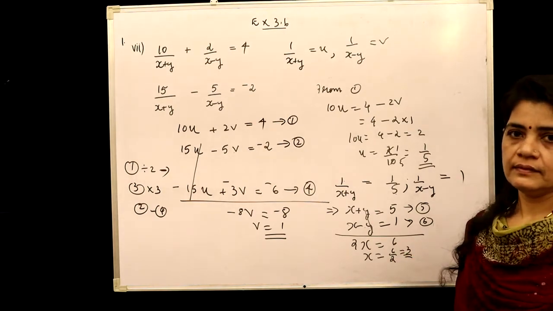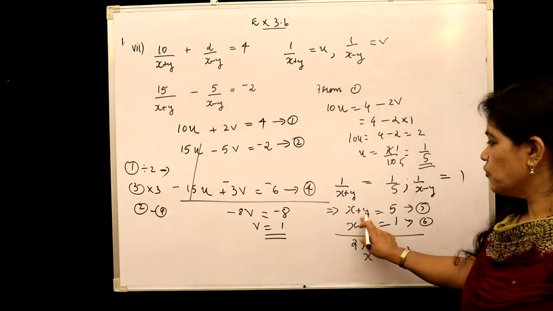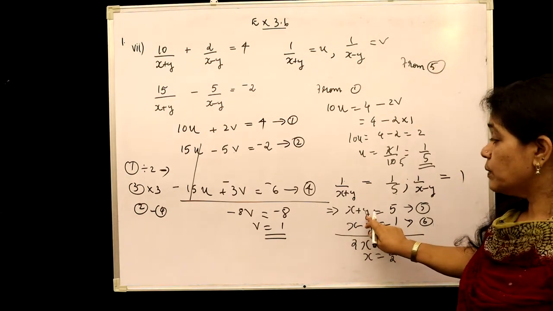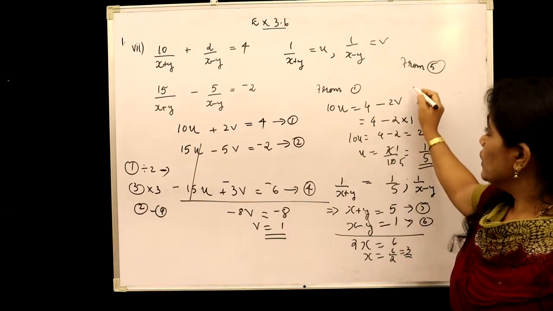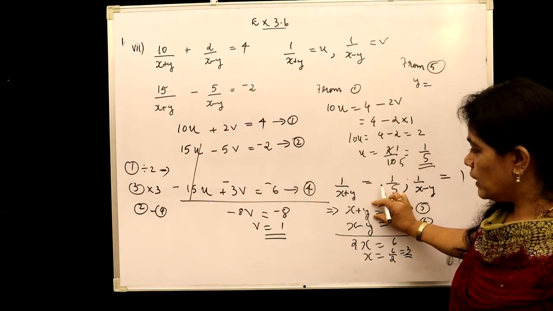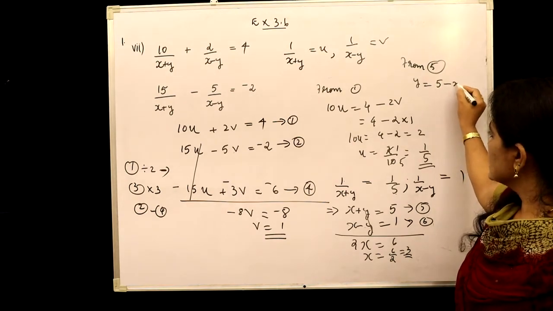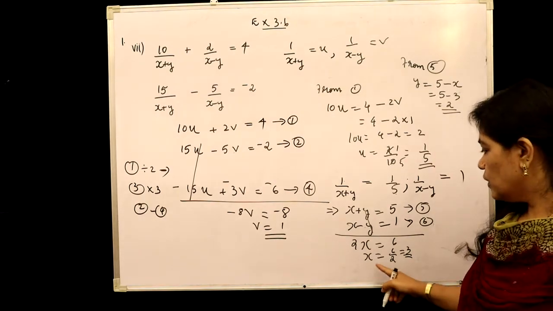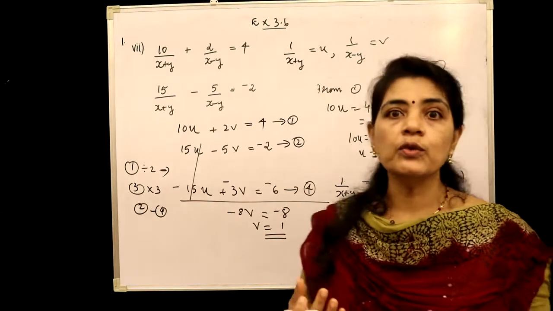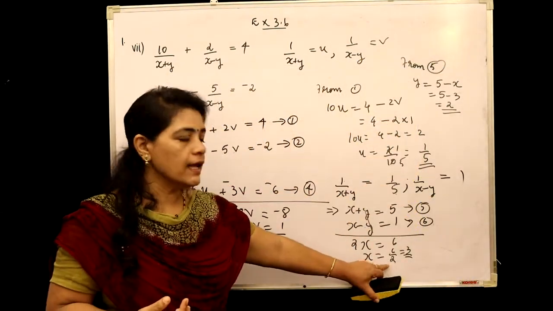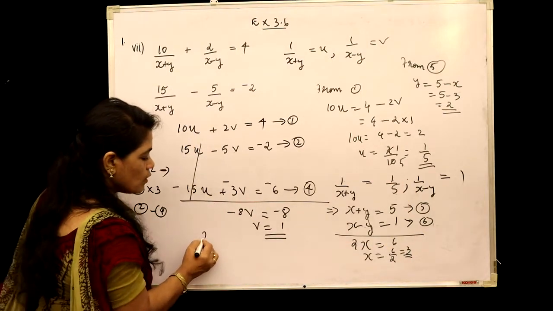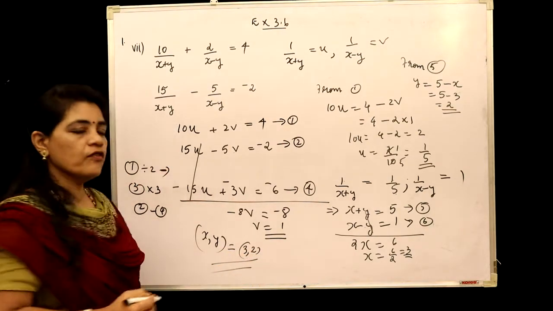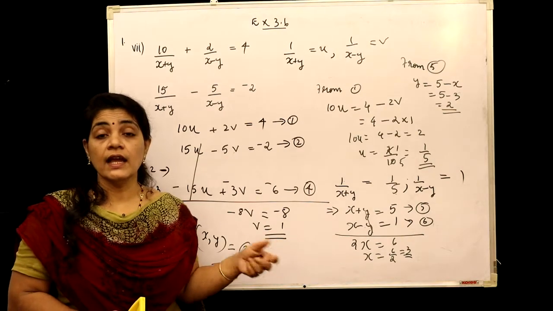Okay, if x is equal to 3, from equation 5, what is 5? That is x plus y is equal to 5. We need y, so we are keeping the y term alone. y is equal to 5 minus x, that is 5 minus 3, that is 2. Now we have the values x as 3 and y as 2. That is x comma y is equal to 3 comma 2. These are the values of x and y. This is a very, very important question.